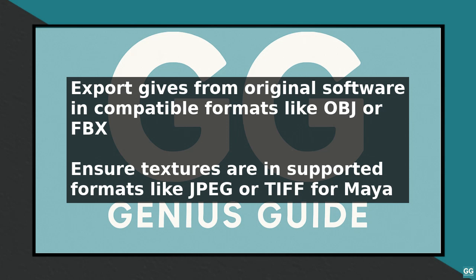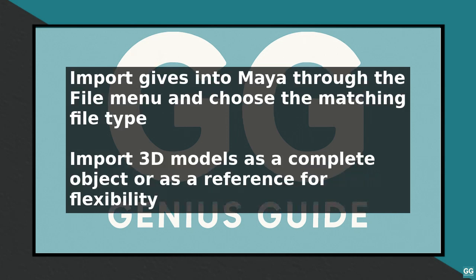If the GIFs are 3D models, you can import them as a complete object or as a reference. Importing as a reference allows you to make changes to the original file and have those changes reflected in your Maya scene. To transfer animations, you will need to export the animation data from the original software in a format such as FBX or Maya ASCII.